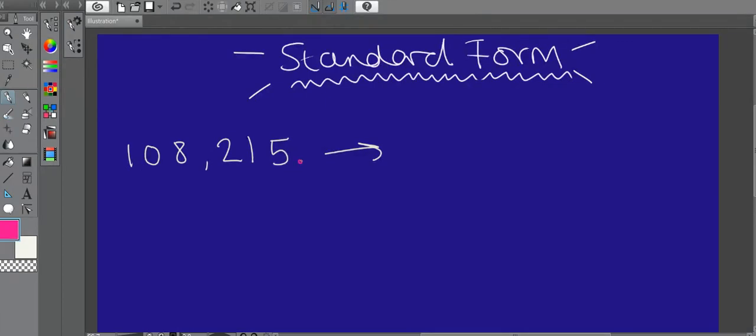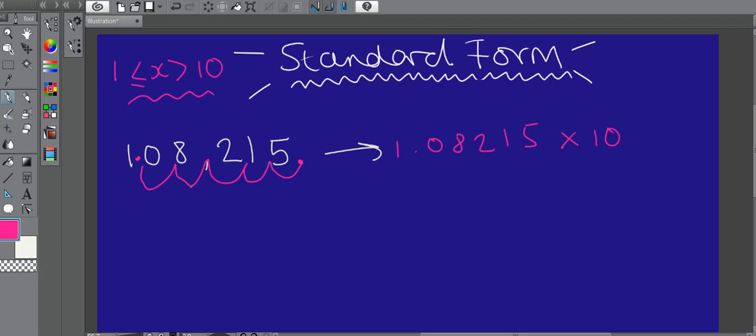Okay, so our decimal point starts here, but we need it to be between 1 and less than 10. So 1, 2, 3, 4, 5. This is the only place that the decimal point can go. Anywhere else, and it doesn't satisfy that inequality I was on about, which I'm going to write again up here. So this is the only place that decimal point can go. So 1.08215 times 10, and I've moved it 1, 2, 3, 4, 5 times. So that's it. That's putting the number into standard form.